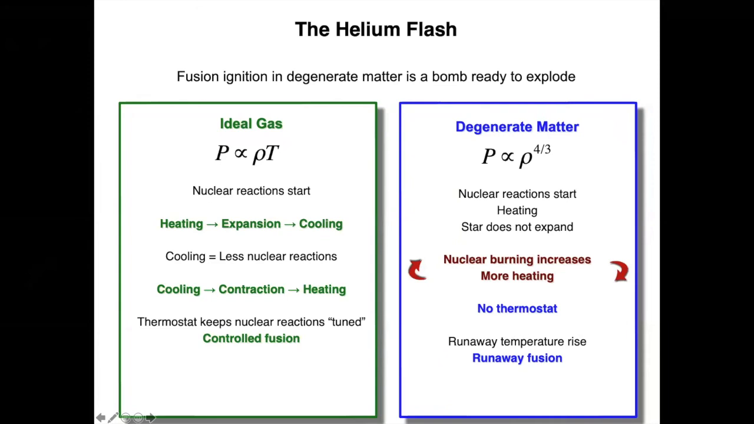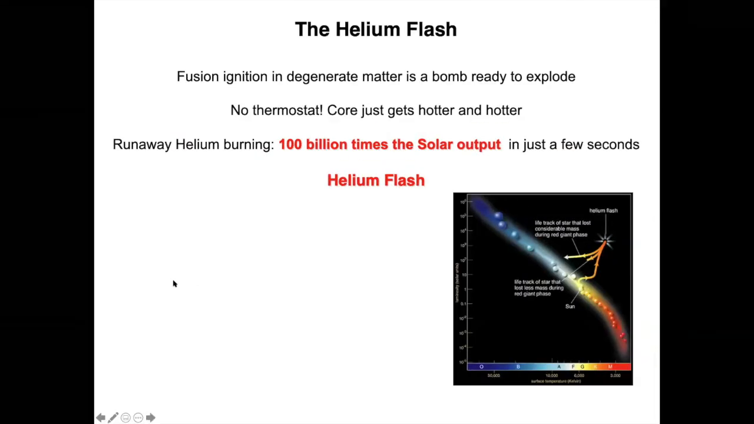A degenerate core of helium that ignites triple alpha is a bomb ready to explode. And this is known as the helium flash. The helium flash generates about 10^48 erg of energy. That's an incredible amount of energy. That's the energy that the sun would generate in 10 million years. It's about 100 billion times the solar output in just a few seconds.